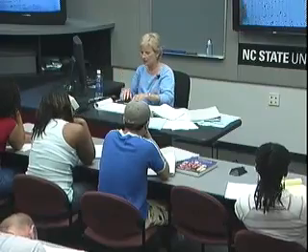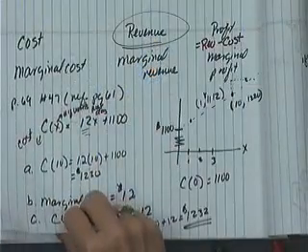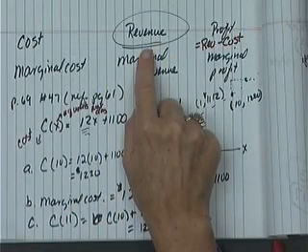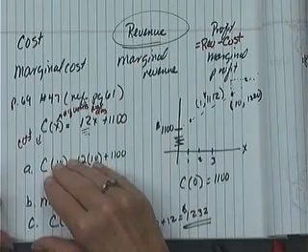Everybody good? Okay. You're going to use this a lot in this course. Make sure you're good with cost, revenue, and profit. A lot of people, when they say revenue, they go, what you make. That's not correct. It's how much money is in your cash register at the end of the day. Okay? All right, let's look at problem number 49.